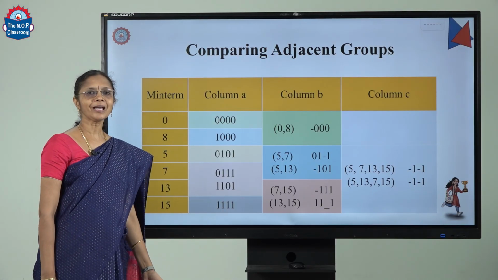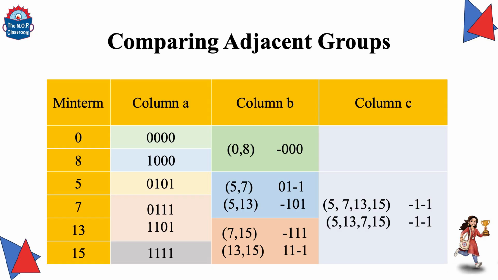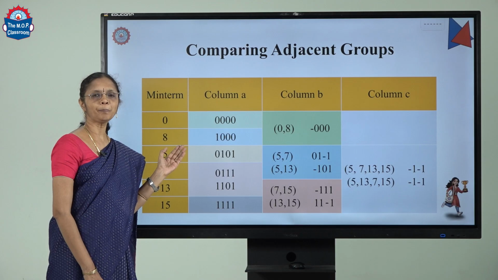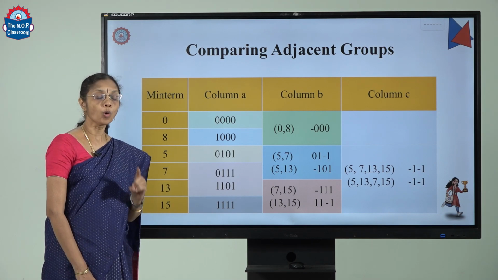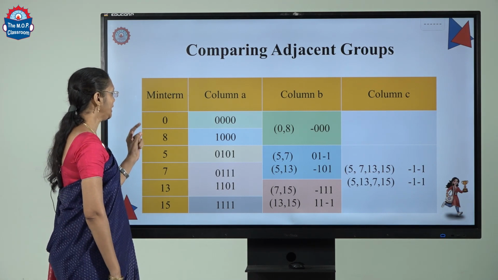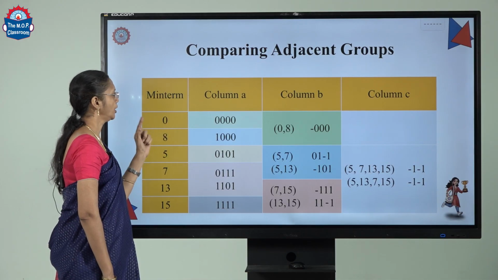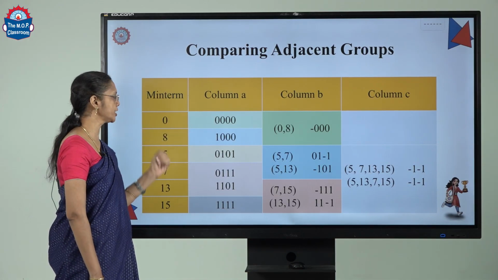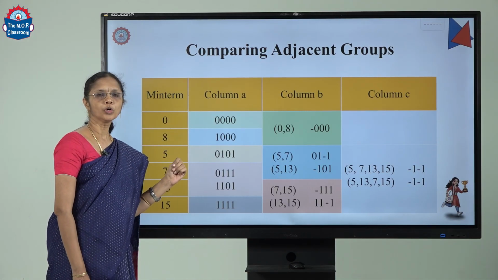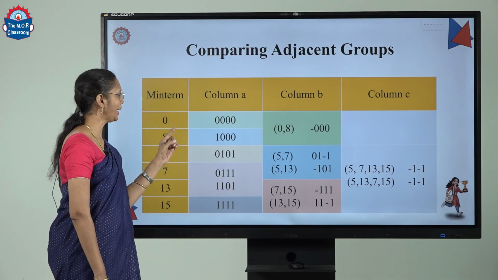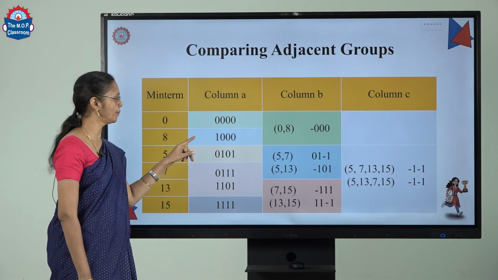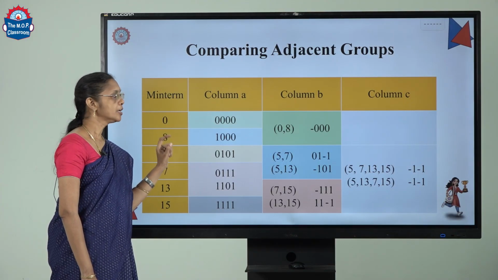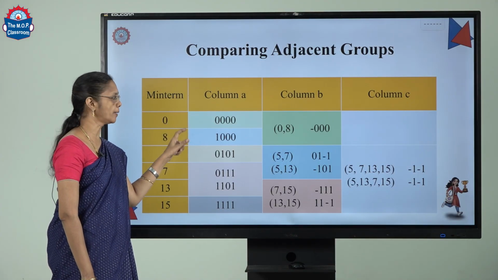So again, we have to remember that there is a constraint. You can take one group and compare it with the adjacent group only if they differ by one variable. So we take the first row, wherein you have 4 zeros, and in the second row you have 3 zeros and one 1, which means it differs only by one variable, 0 and 1. So you can consider this for comparison.